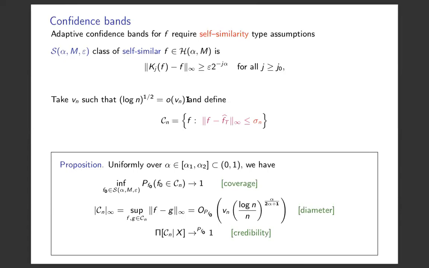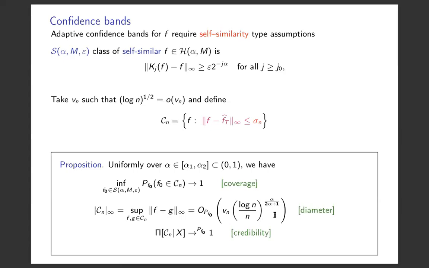If you assume so, the band which is centered at the median tree and with radius sigma n as defined above has frequentist coverage going to 1. It's a bit conservative. Credibility going to 1, so it's a credible set, and it has the right diameter in the minimax sense up to log factors. So this Vn has to be larger than square root of log n.